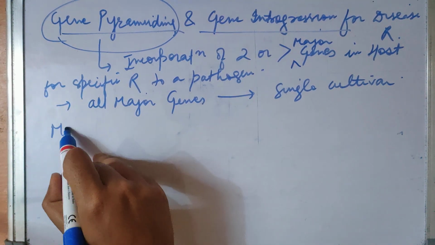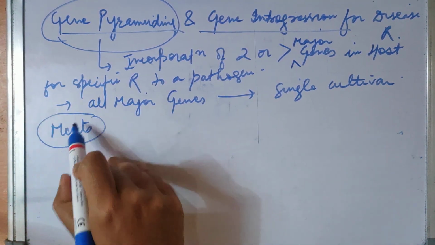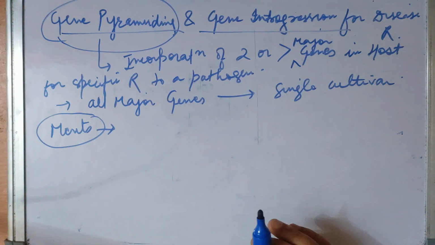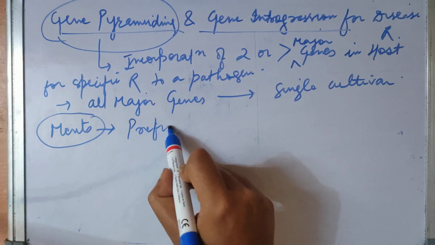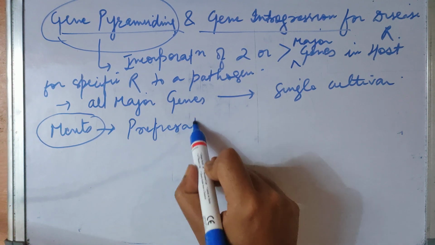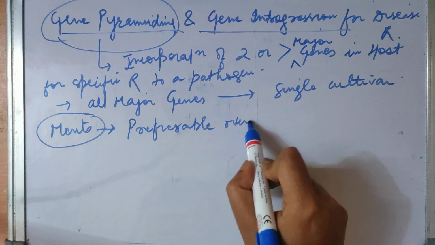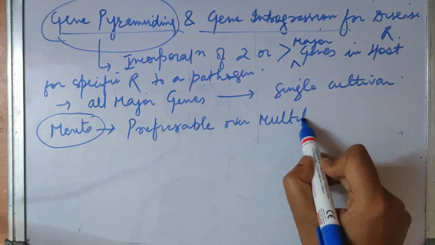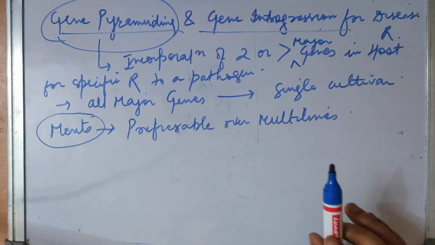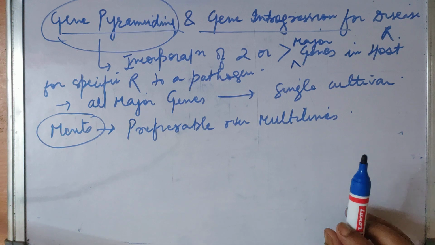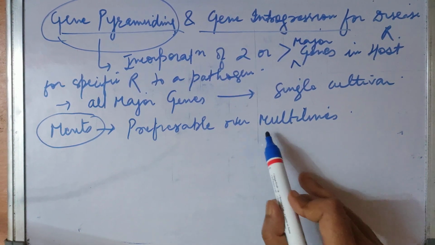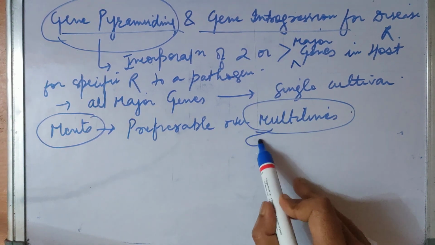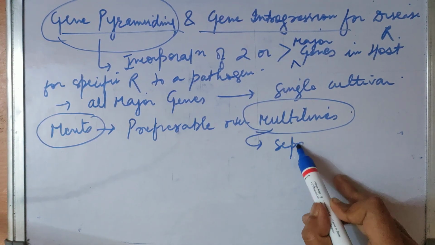So it has various merits and demerits. First we will discuss merits. It is preferable over multi-lines, where each major gene is incorporated into separate genotype and then resistant genotypes are mixed together. Here what happens? Incorporated into separate genotypes.